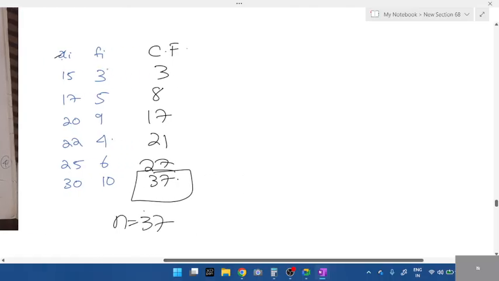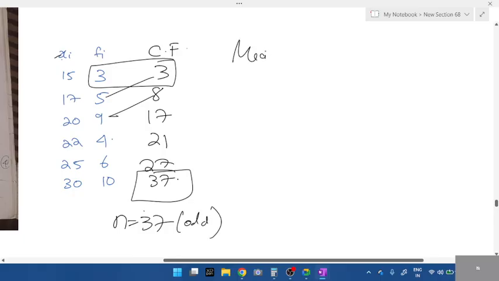3 as it is. The first value will remain same. Remember that. First value is same. Next 3 plus 5, 8. 8 plus 9, 17. 17 plus 4, 21. 27, 37. n is equal to 37. Odd or even? Bracket, mention odd. For odd, what is the median formula? Median is very easy. M plus, not M. You shouldn't write M there. What are we finding here? Median, right? I write M. You have to write median, Lima.